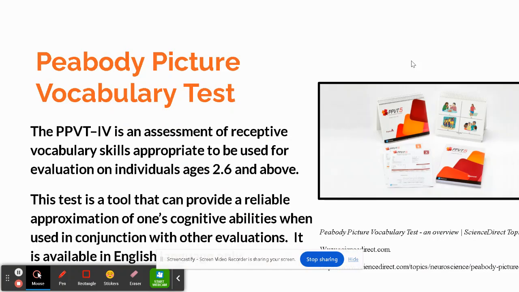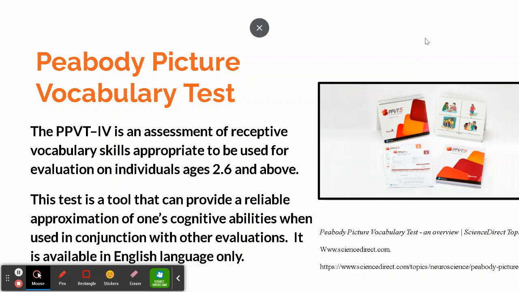So, what is the Peabody Picture Vocabulary Test? It is an assessment of receptive vocabulary skills. And by receptive, I mean it will assess how well a student can understand a word that is being spoken to them. This test is appropriate for individuals ages 2 years, 6 months, and above.